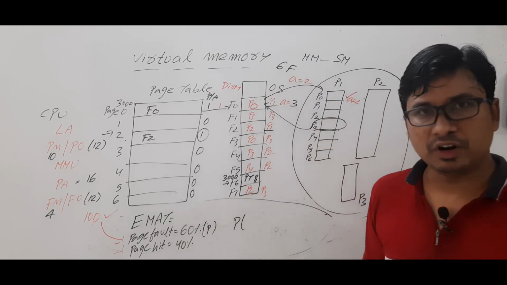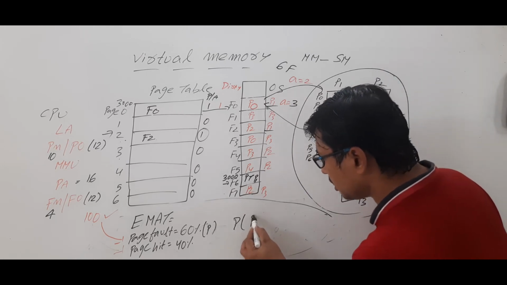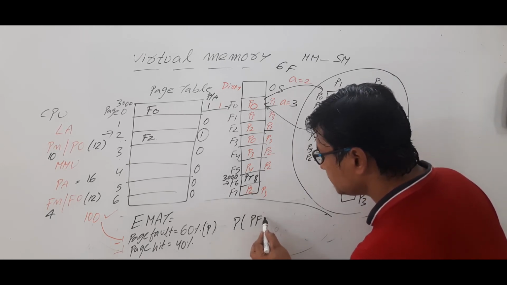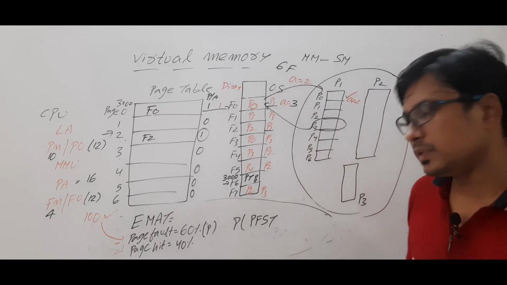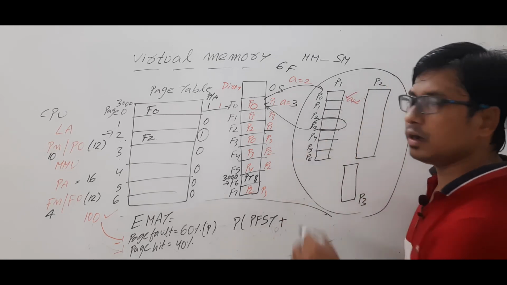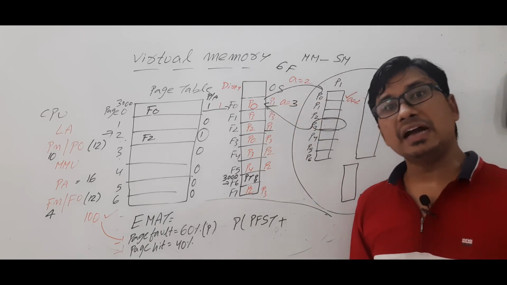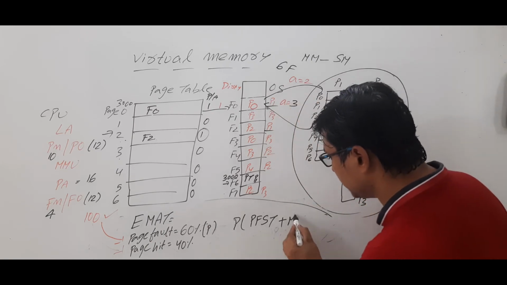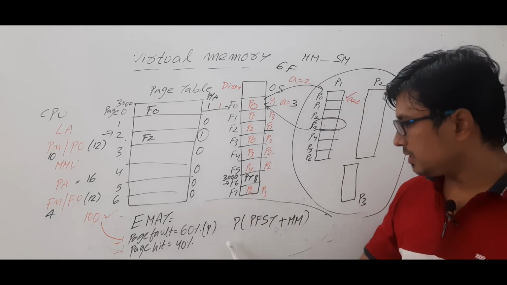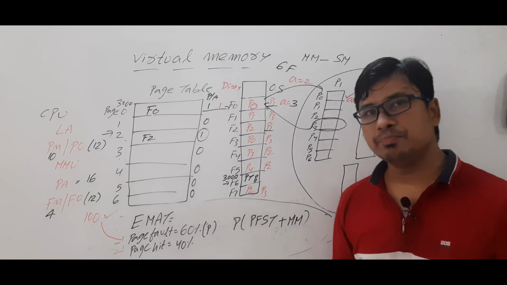If it is a page fault, we have to do the page fault service time. Meaning is that loading the page from the secondary memory to the main memory. Then we need to access the particular page from the main memory also. This will be the time taken if there is a page fault.